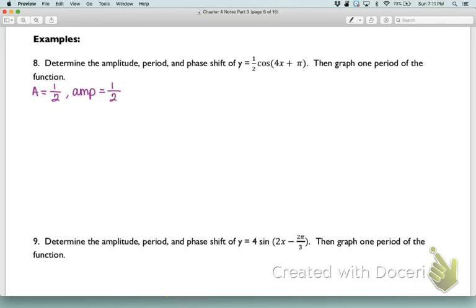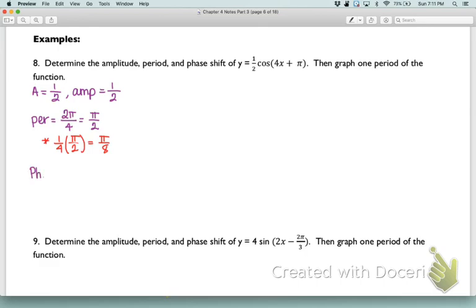Then we need to figure out the period. The period is going to be 2 pi divided by B, which in this case is 4. So that comes out to be pi halves. So this is going to happen really fast. The whole cosine graph is going to happen in the length of pi halves. Now we need 1/4 of the period to know what to count by. So 1/4 of, whoops, not pi fourths, pi halves is going to be pi eighths. That's what we're going to count by in our table.